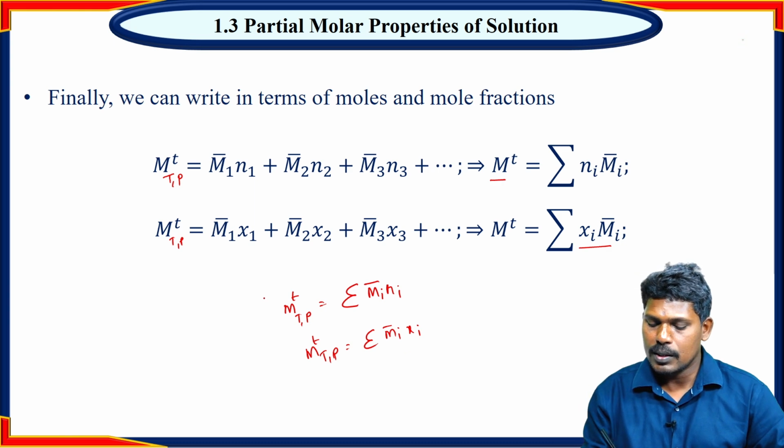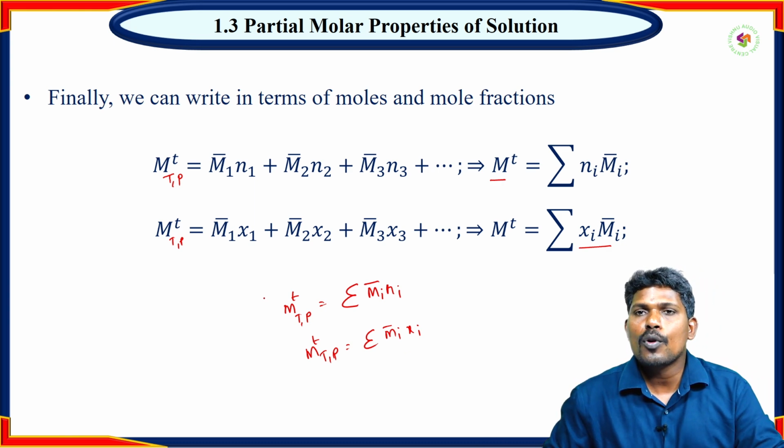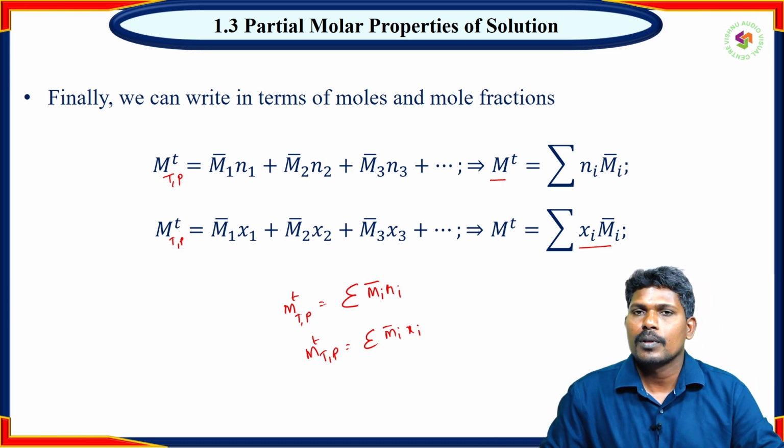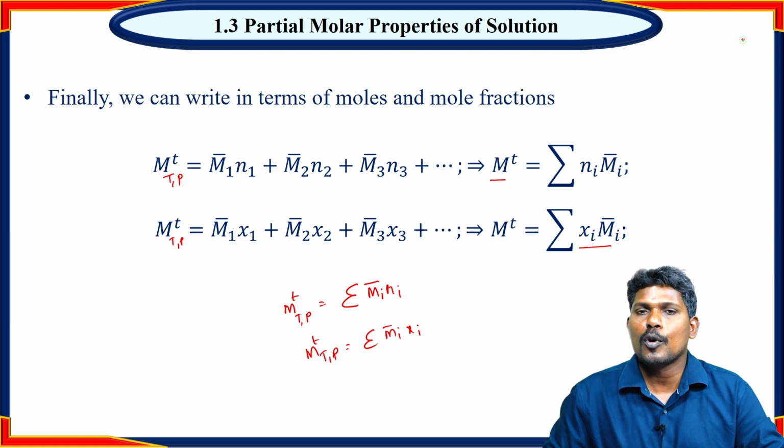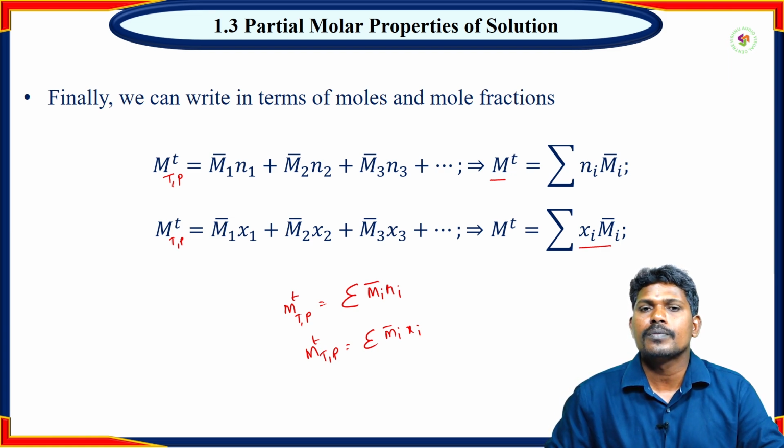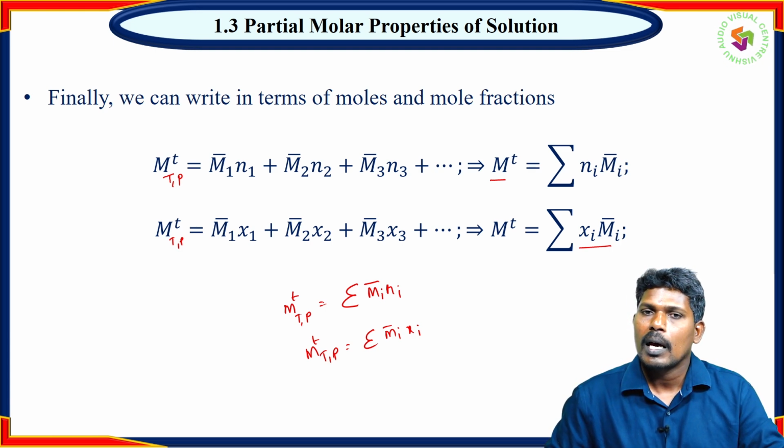So this is the partial molar property of a solution. Our total molar property of a solution is equal to the summation of each compound's partial molar property in the solution multiplied with its mole fraction.